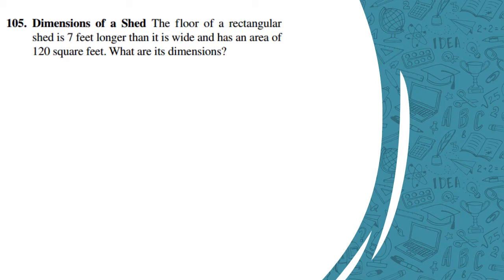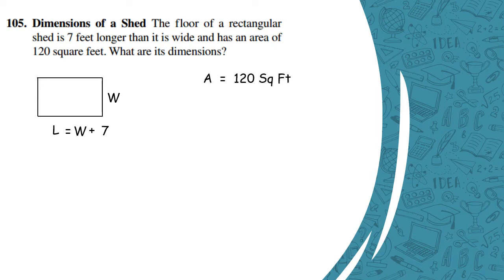Let's get back to our problem. This is the rectangular floor of the shed. It has a width and it has a length. The length is 7 feet longer than the width. The area is also 120 square feet.